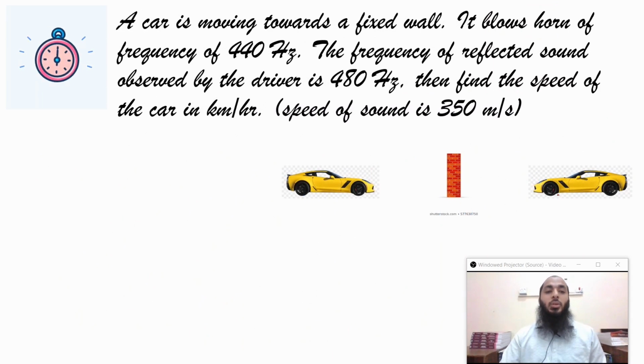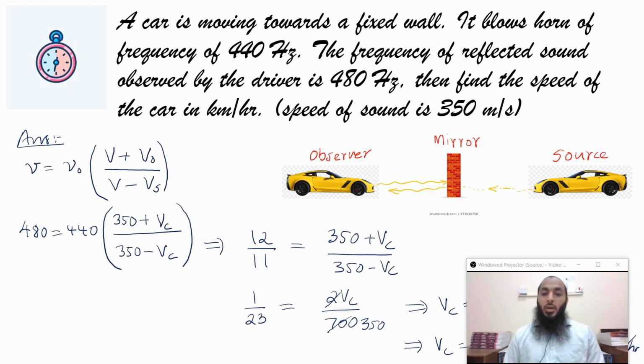Okay, next question. A car is moving towards a fixed wall. It blows horn of frequency 440 hertz. The frequency of reflected sound observed by the driver is 480 hertz. Then find the speed of the car in kilometer per hour. Now here, this is based on Doppler effect.